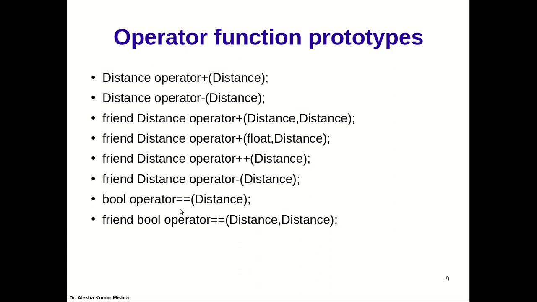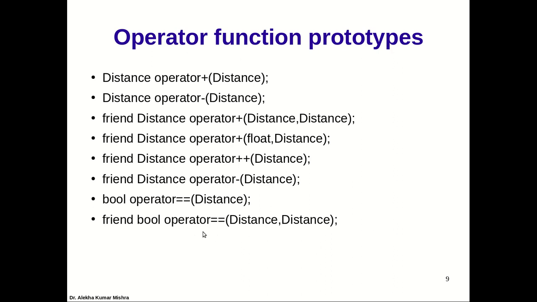Then the operator double equality. Double equal to is a member function, and the output of this is always true or false. Here we are trying to match two distance objects instead of any primitive type. One object is passed implicitly when it is invoked, the left hand side object, and the right hand side object is passed as an argument. So the return type is bool, whether it is true or false.